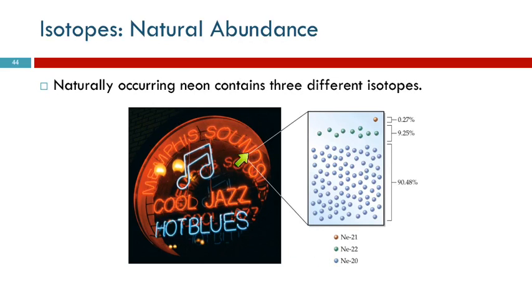If we were to look at the isotopes in these tubes here, what we'd see is that 90.48% of those atoms are neon 20, this particular isotope. 9.25% of them are neon 22, and only 0.27% are neon 21. So if you went to England and took some neon out of a sign at an English pub and analyzed it, you'd find the same percentages. Doesn't matter where you get the neon, the percentages are going to be the same.